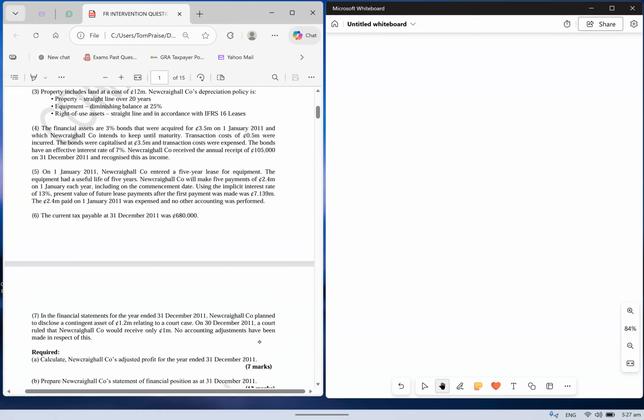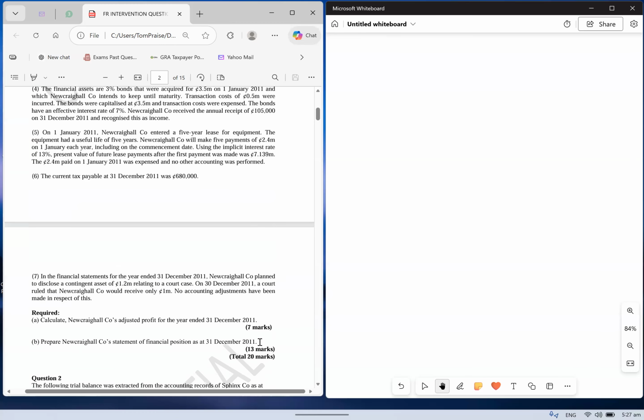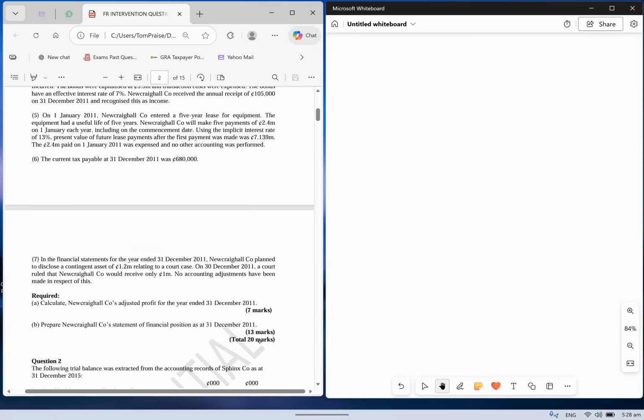Current tax payable at 31st December 2011 was 680,000. In the financial statements for the year ended, New Craig Hall planned to disclose a contingent asset of 1.2 million relating to a court case. On 30th December, a court ruled that New Craig Hall would receive only 1 million. No accounting adjustment has been made in respect of this. So your job is to calculate the adjusted profit.